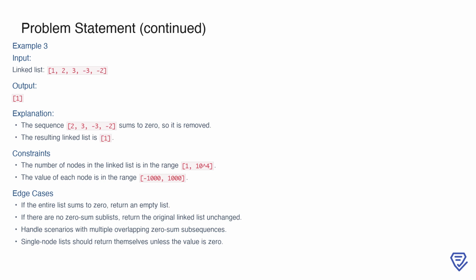Here, the sequence 2, 3, minus 3, minus 2 sums to 0, so we remove it entirely. What remains is just the node 1. This example illustrates the importance of handling larger zero-sum subsequences that span multiple nodes. Additionally, the constraints specify that the list can have up to 10,000 nodes and that values range from minus 1,000 to 1,000. It's also crucial to account for edge cases, such as when the entire list sums to 0, or when there are overlapping zero-sum subsequences. These considerations guide us in building a robust solution that works for all possible scenarios.